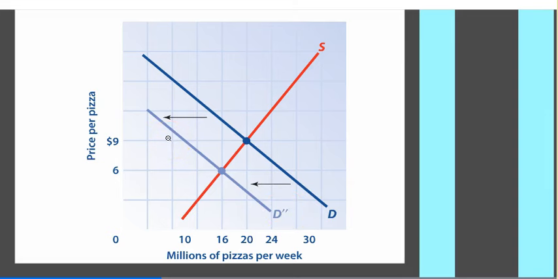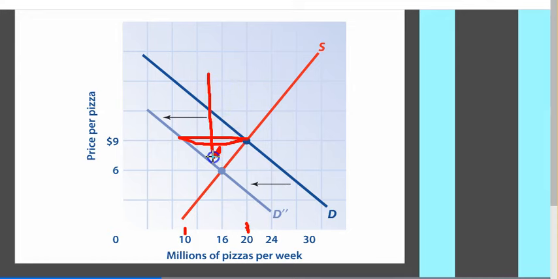The amount demanded at the initial price of $9 went from 20 million pizzas per week. When we shift left, it is now about 10 million pizzas per week. Because the producers supply 20 million pizzas at that price, we now have a surplus of 10 million pizzas. To eliminate the surplus, prices must fall with downward pressure on the price. That's a pretty good arrow.